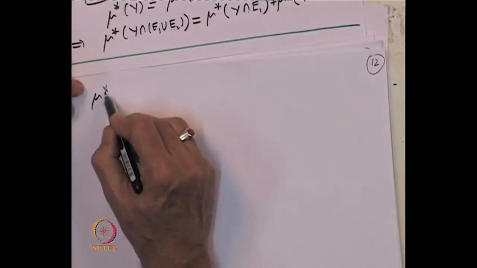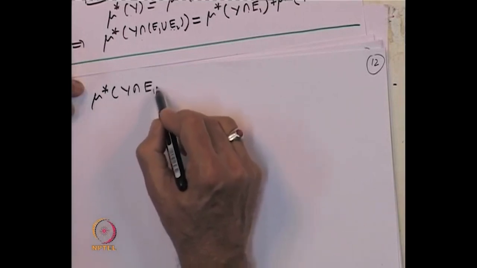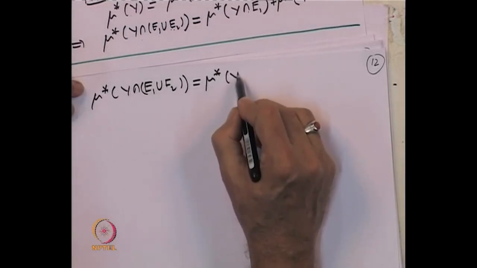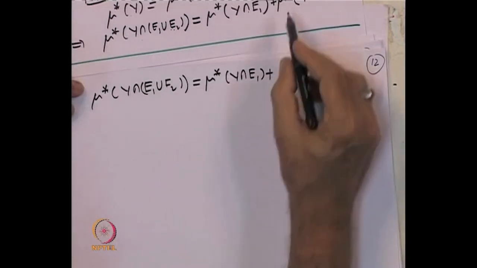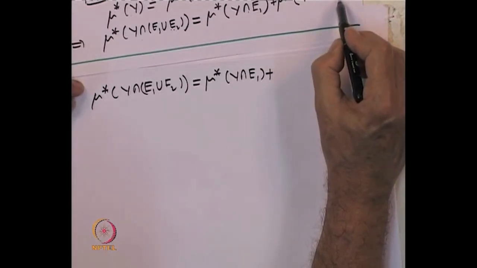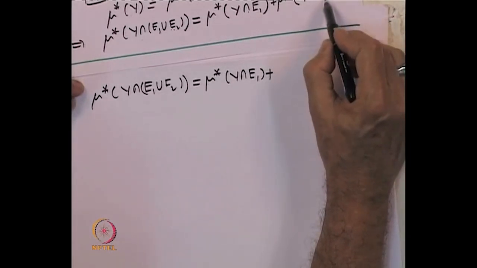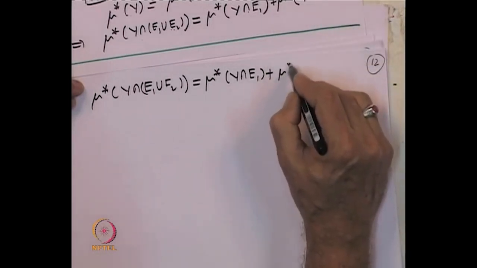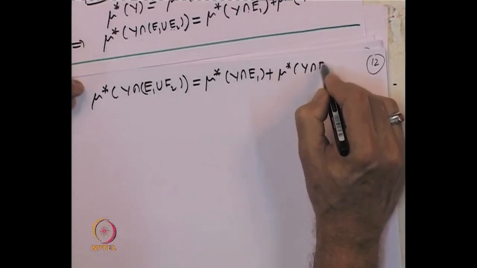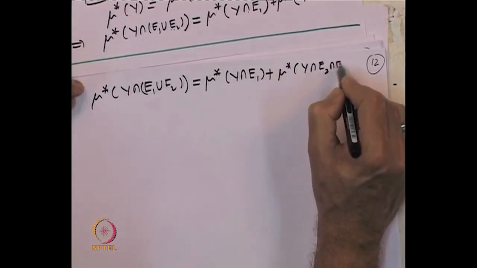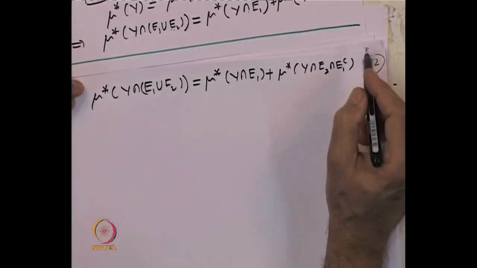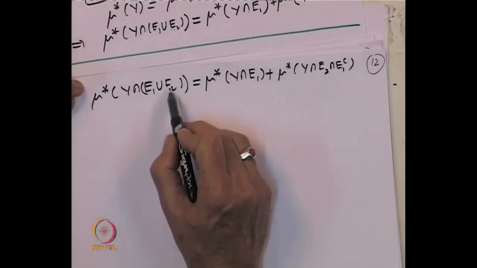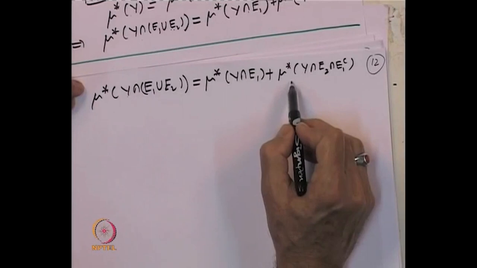That μ*(y ∩ (E1 ∪ E2)), that was the left hand side, is equal to μ*(y ∩ E1) plus, what is this? Now, (E1 ∪ E2) ∩ E1 complement. When I take E1 and E1 complement, that is going to be the empty set. So, this set is nothing but μ*(y ∩ E2 ∩ E1 complement). Right. So, we have computed μ*(y ∩ (E1 ∪ E2)) to be equal to this.